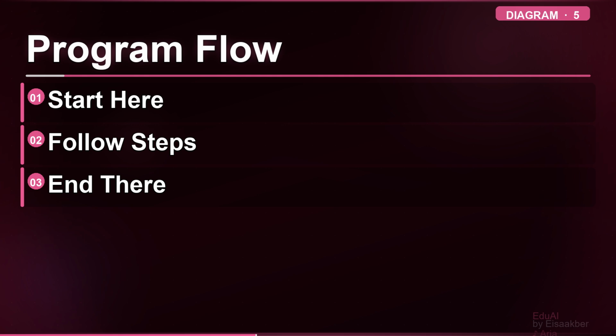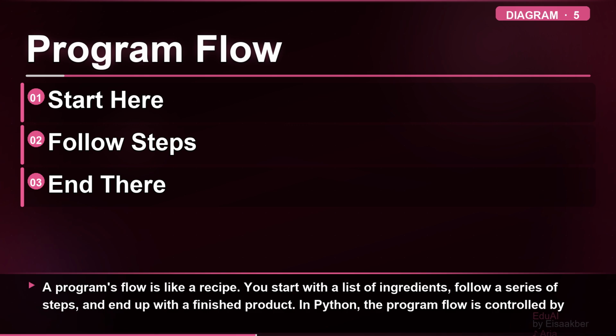A program's flow is like a recipe. You start with a list of ingredients, follow a series of steps, and end up with a finished product. In Python, the program flow is controlled by the use of conditional statements, loops, and functions. Conditional statements are used to make decisions, loops are used to repeat tasks, and functions are used to group related code together. By understanding how to control the flow of a program, you can build complex and powerful applications.